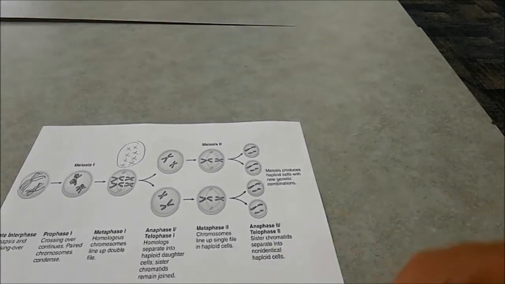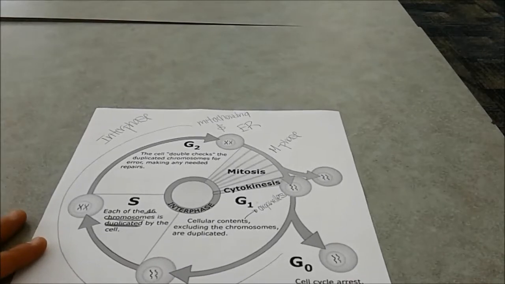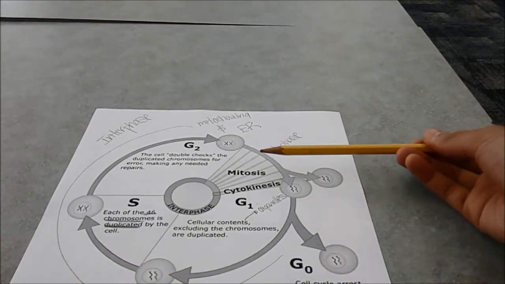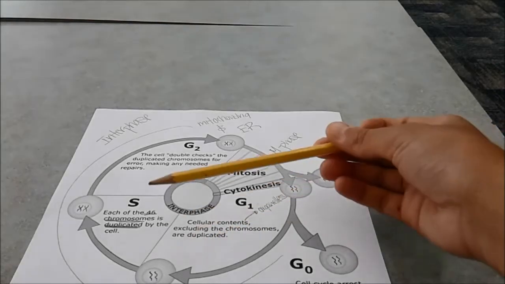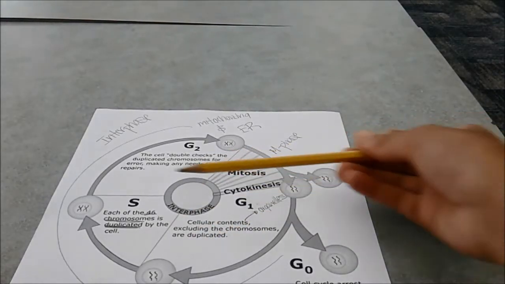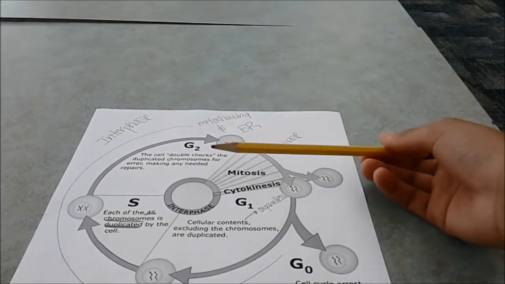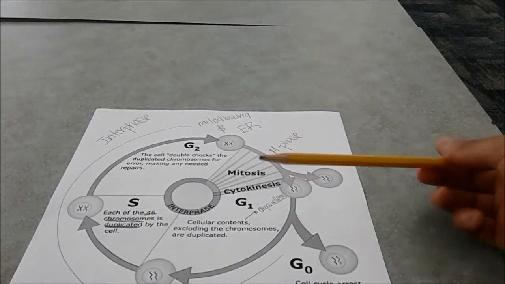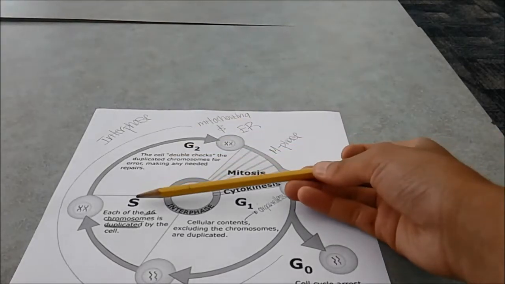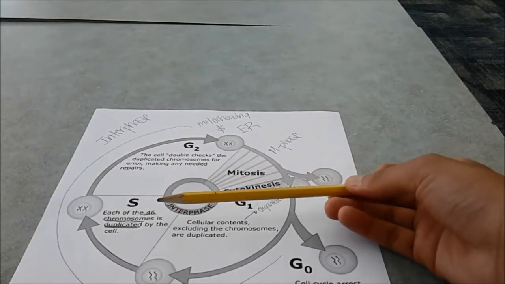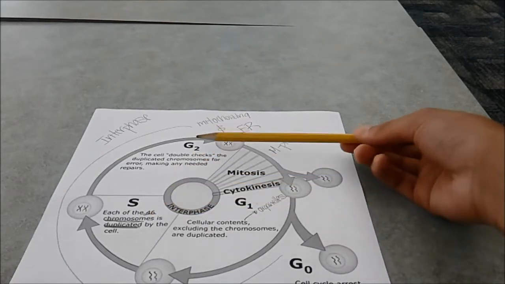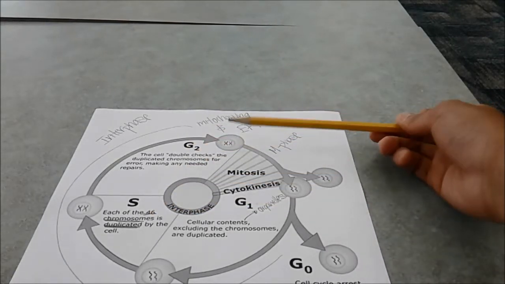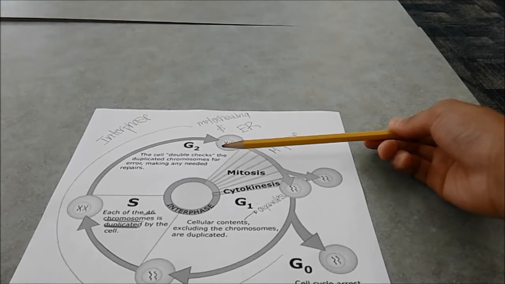So let's refresh. Okay. So mitosis begins with interphase, which is a part of G1, G2, and S phase. In G1, the cellular contents, such as the organelles, are duplicated. In the S phase, the 46 chromosomes are duplicated. In G2, the cell double-checks the duplicated chromosomes for any error and makes any needed repairs.